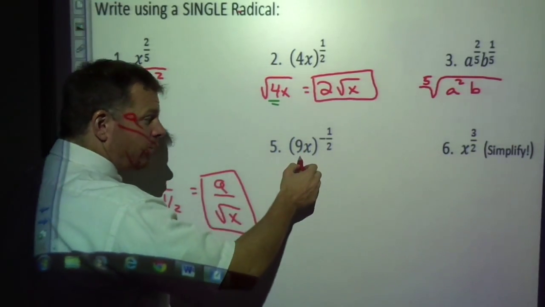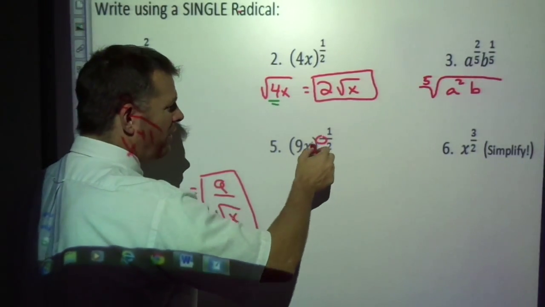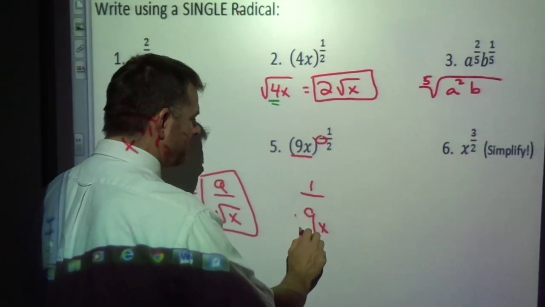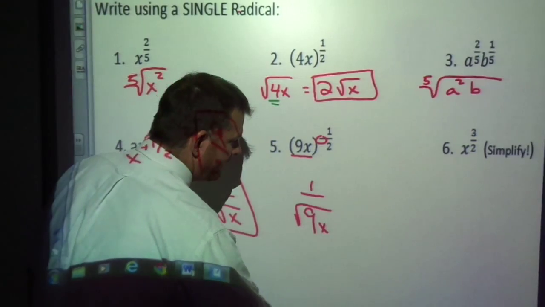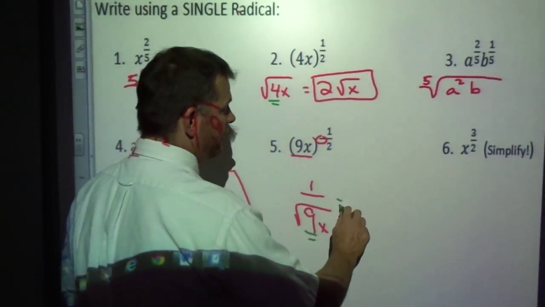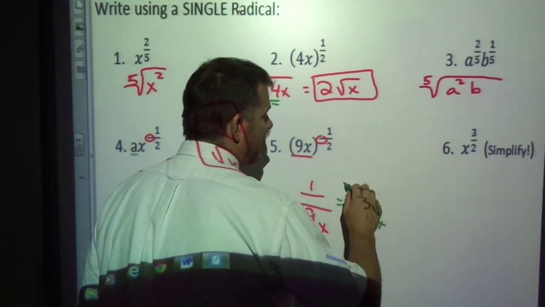Here, this one, the 9 is part of the exponent. So this negative is over this whole thing. So the whole thing has to go downstairs. But this can be simplified because I should recognize that 9 is a special number. I know the square root of 9 is 3, so we'll go 3 times radical x.